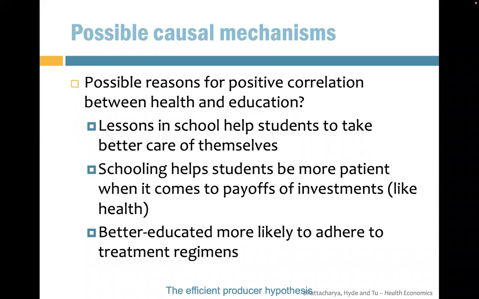The third one is better educated people are more likely to adhere to treatment regimens. They probably wouldn't listen to some false treatments or some conspiracy theories to do with their health. They're more willing to listen to good authorities' advice to take care of themselves. And I think this is something that we can see in the pandemic.